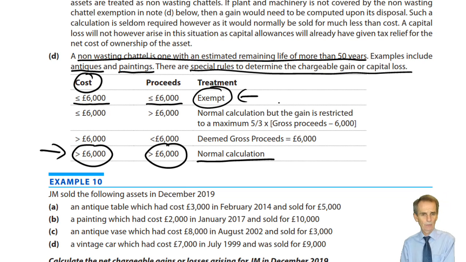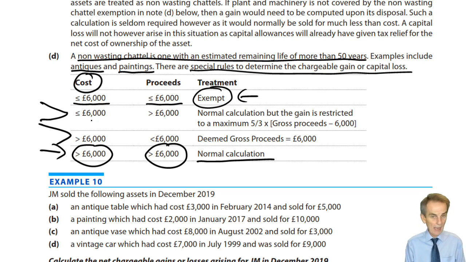We bought for 12,000, we sold for £20,000, normal capital gains calculation. What that leaves is that if one of the figures is below the chattel exemption limit and the other figure is above the chattel exemption limit, what do we do then? We know if both cost and proceeds are less than 6,000, it is exempt. If both are more than 6,000, it's a normal gains calculation. So here are the two rules that are most usually tested in an examination question. These are the rules that we must know.